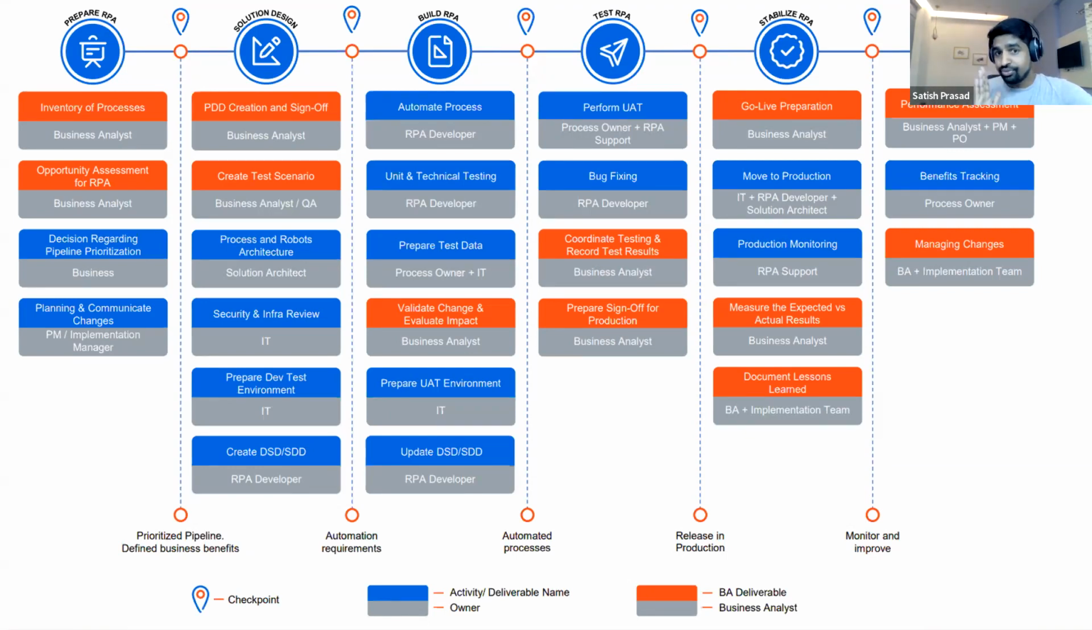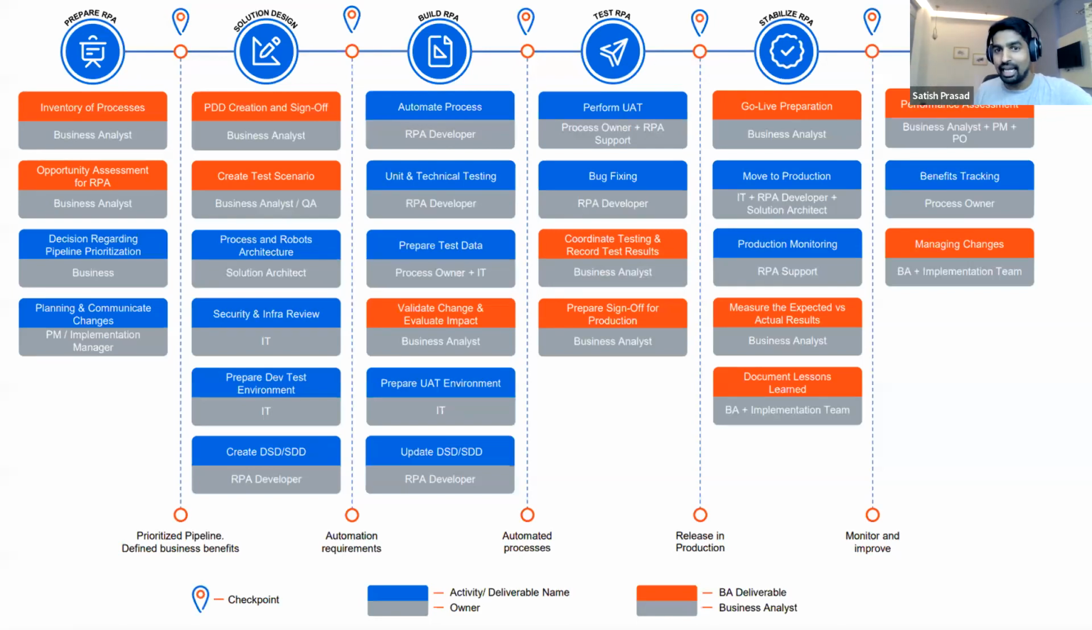So the outcome of the first stage is a prioritized pipeline, and it should have a defined business benefit. Those have to be signed off by the business before we can move to the next phase, right? You need to have a concrete idea about what benefit we are going to get if we do automation. Otherwise, the problem will happen.